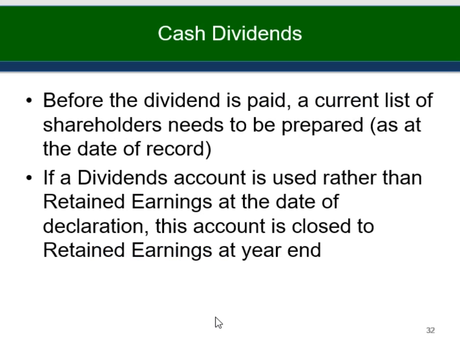So on the date of record, we prepare a current list of the shareholders. In order to do that, we take a look at the registered owner of the shares. At the end of that day, we would take the record, and whoever is on the record at the end of that day. We wouldn't do it intraday because then the shareholder list would actually be changing.